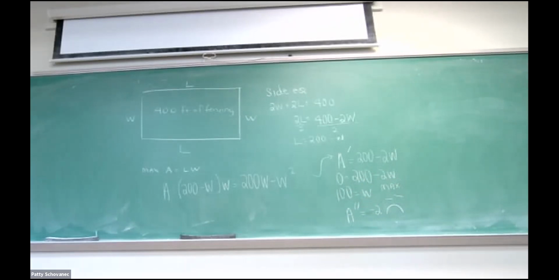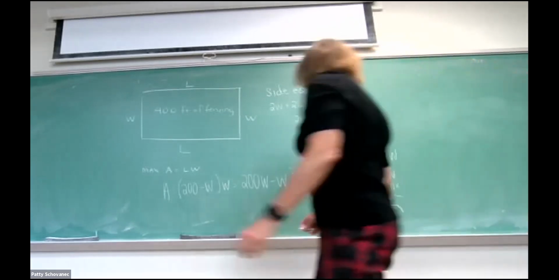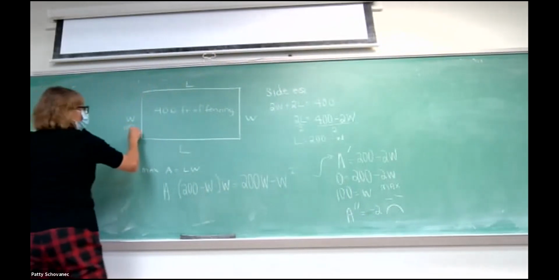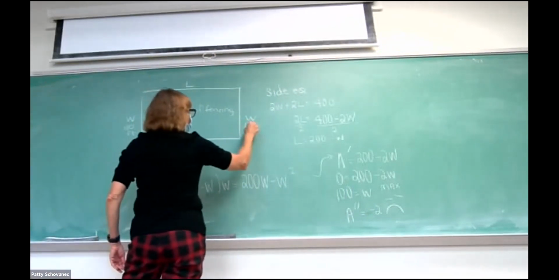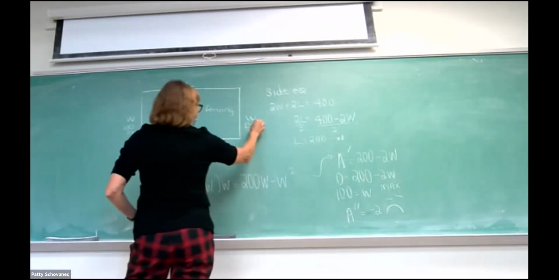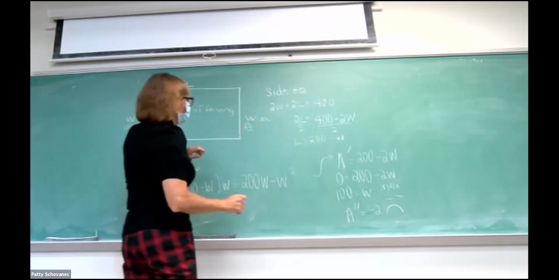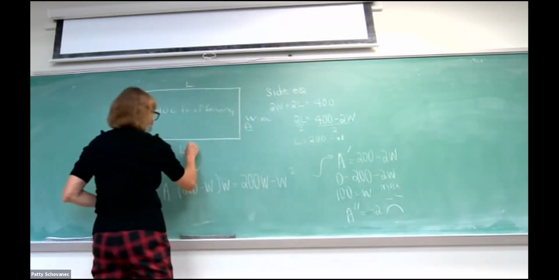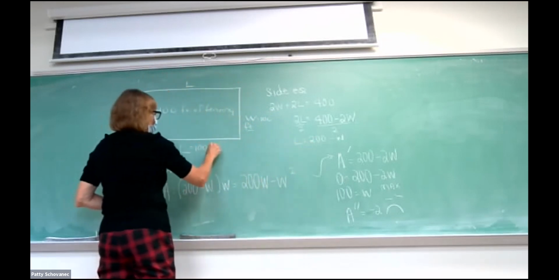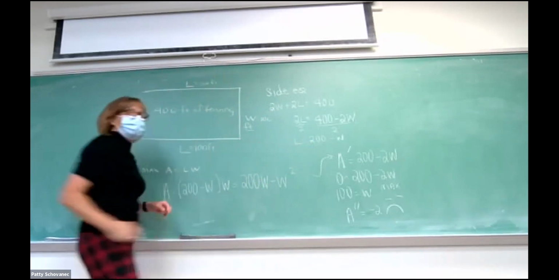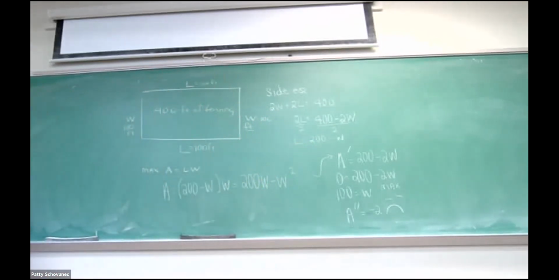And the question wanted to know, find the dimensions. So if W is 100 feet, that leaves 200, and so L is also 100. Okay. Did you get that one all the way through?